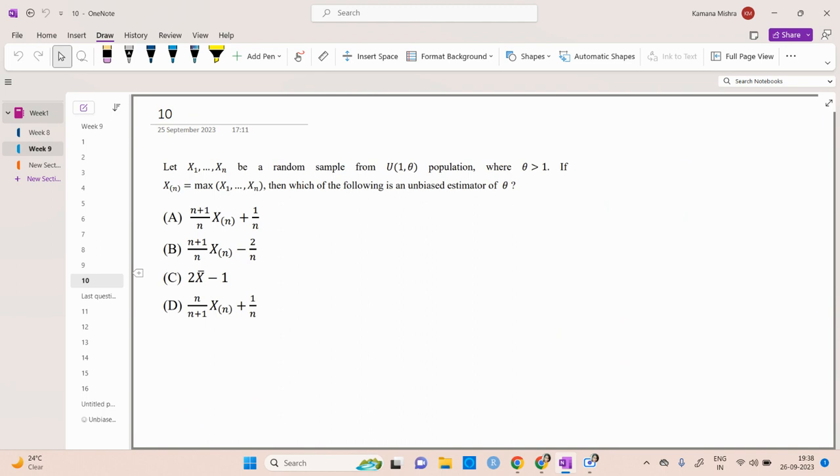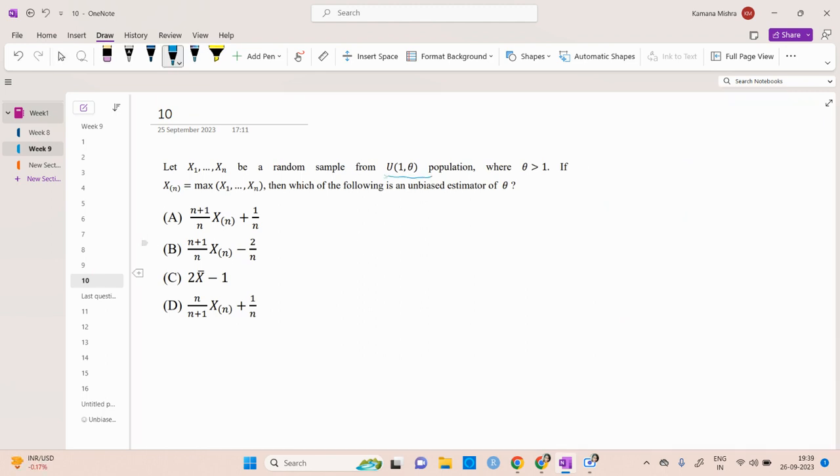Okay. So now the 10th question we have here is that x1, x2 up to xn is a random sample from the U(1, theta) population. Theta is greater than 1, and that's why we have this range 1 to theta, right? So which of the following is an unbiased estimator?